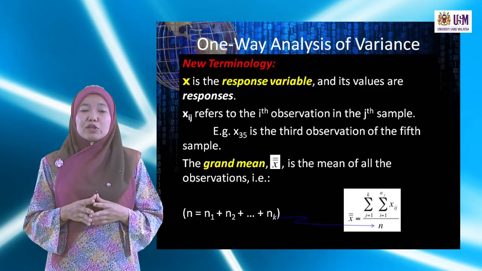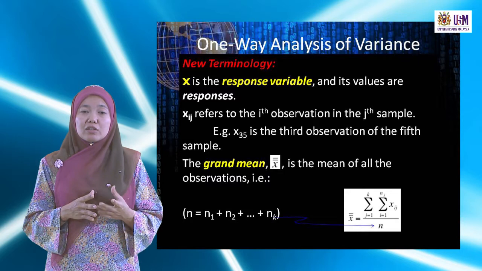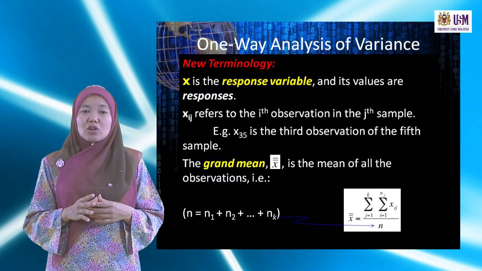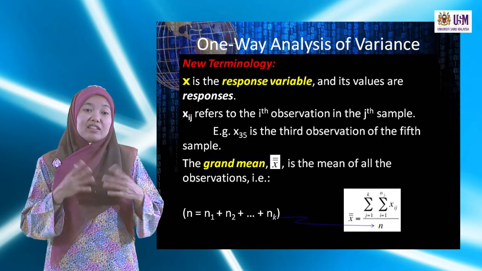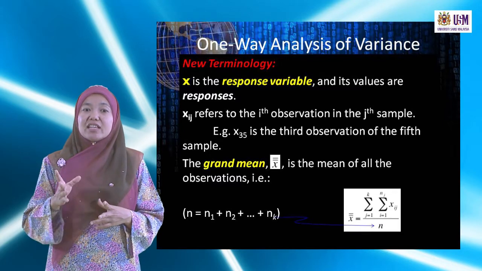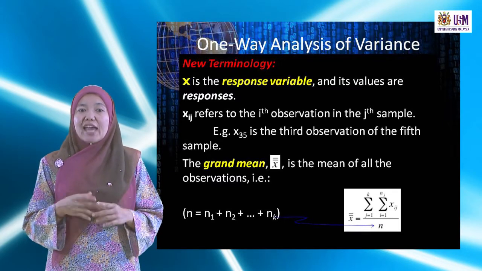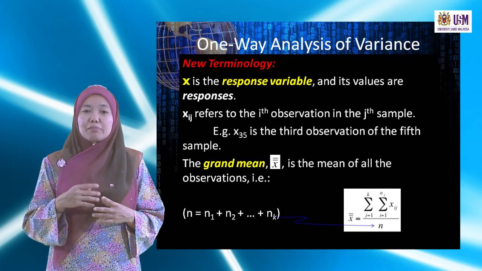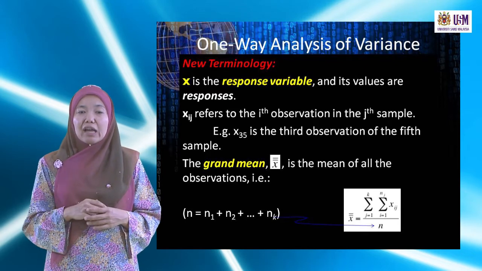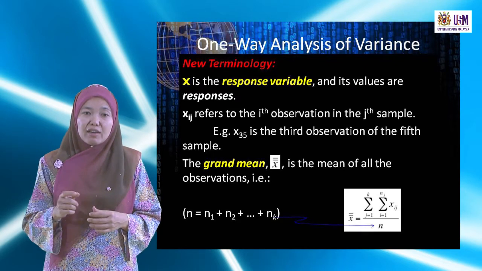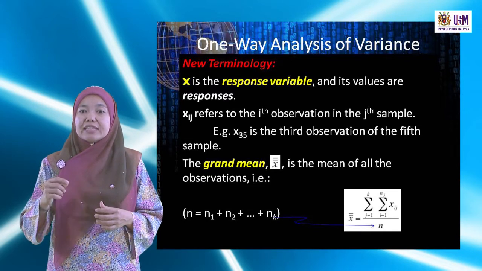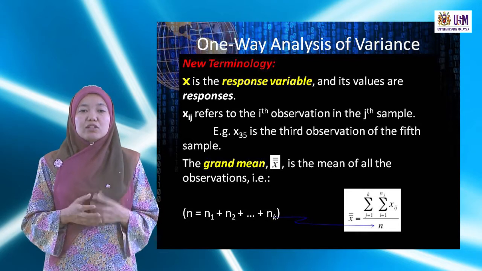Let's look at a few new terminologies that we are going to use for ANOVA. Here, X, instead of being just your variable of interest, is what is known as the response variable, and its values are responses. So Xij refers to the i-th observation in the j-th sample. So X35 means the third observation of the fifth sample, and its value is noted as X.